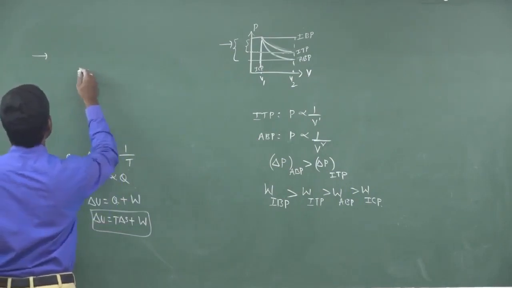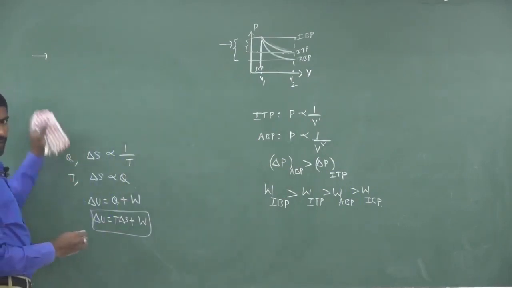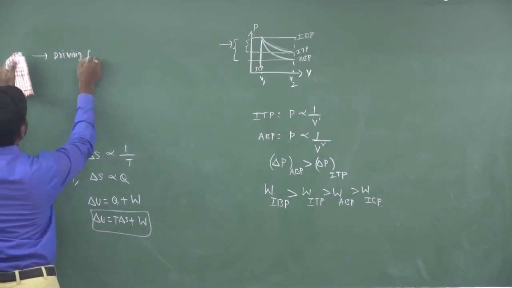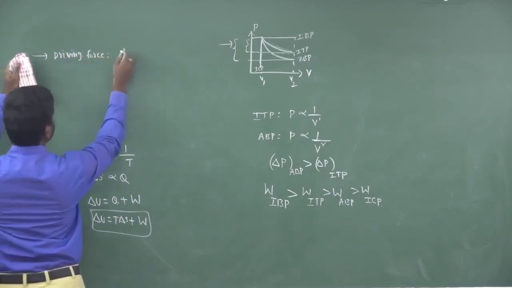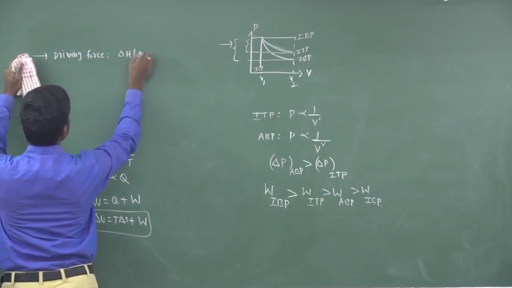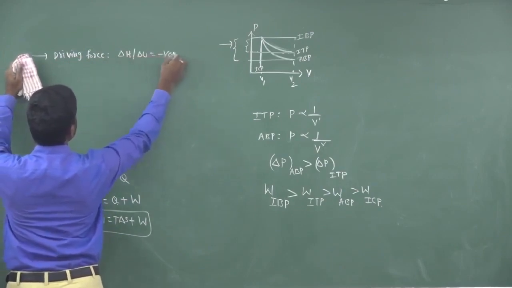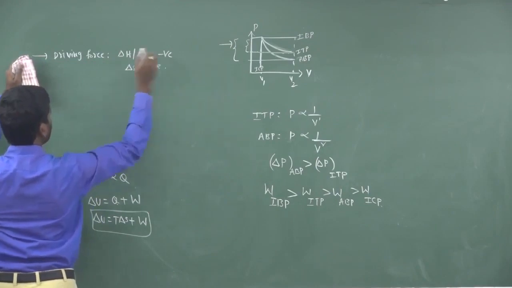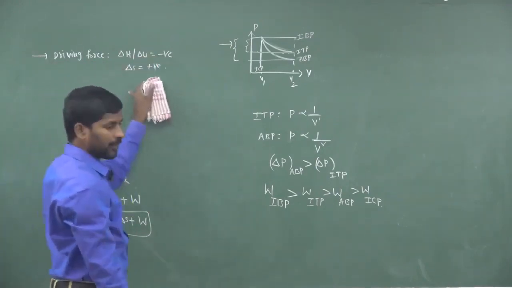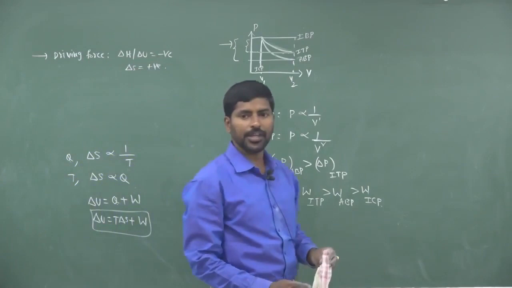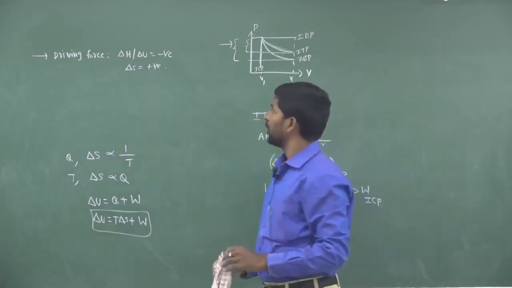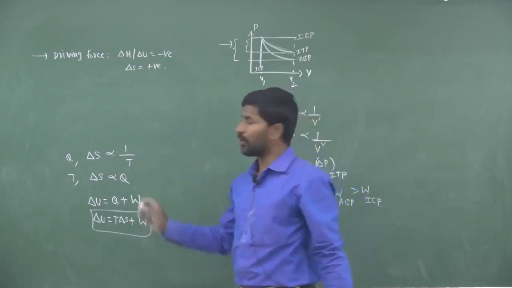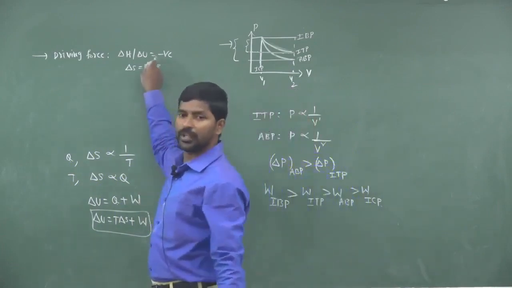What is the driving force for a spontaneous process? Enthalpy or internal energy should decrease, or entropy should be positive. If entropy of the system increases, it may be spontaneous. If enthalpy or internal energy of the system decreases, it may be spontaneous. But both have some limitations.